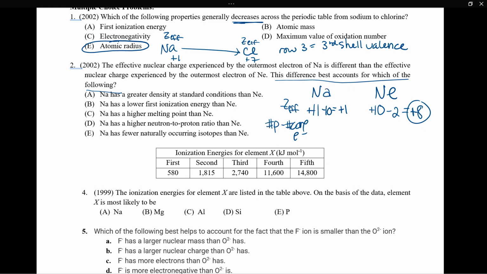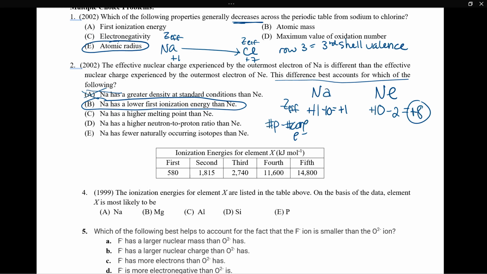So density, not really relevant. First ionization energy, sodium has a lower first ionization energy than neon. Yep, that matches what we're seeing here with effective charge. So sodium's got a weaker attraction for its electrons than neon. So that sounds like a good answer, but let's go through the other ones just to check.